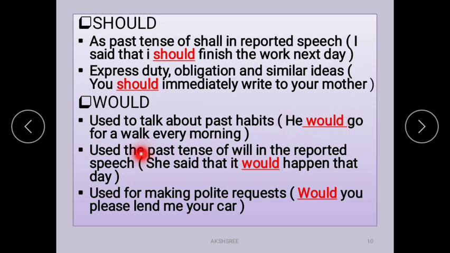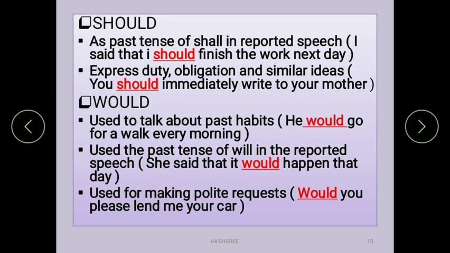He would go for a walk every morning. That is, in past days he usually went for a walk. Now he won't. Use the past tense of will in reported speech. Would is used as the past tense of will in reported speech. She said that it would happen that day.